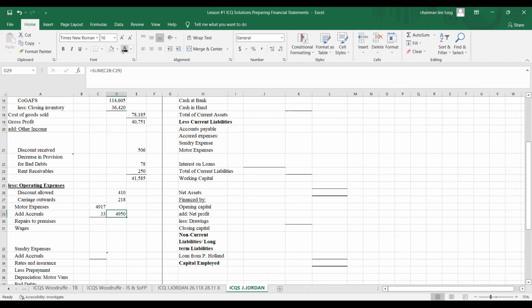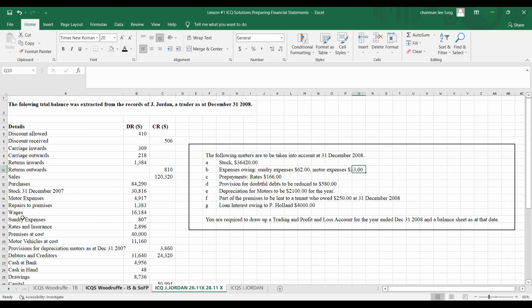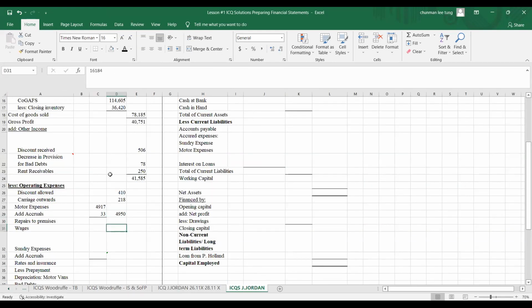What about repairs to premises? Let's go back to the question. So we are accounting for repairs to premises, 1383. Anything else for repairs to premises affecting this amount? No. So we can just put it in here safely. Just give me a second. Repairs to premises, 1383.